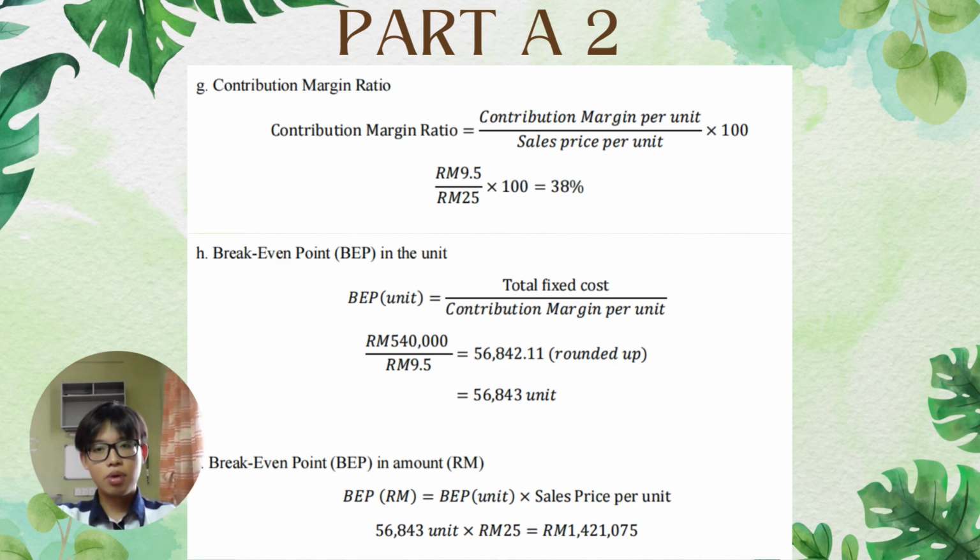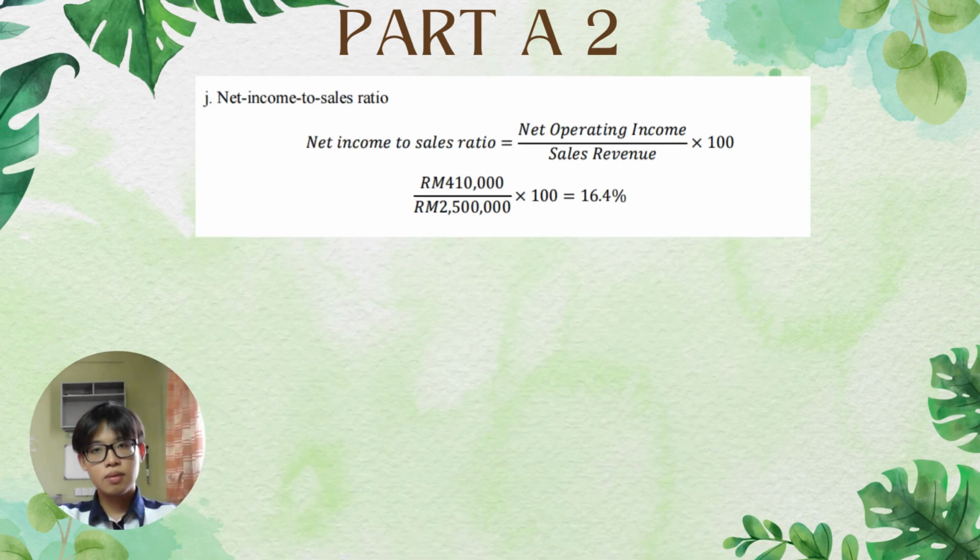To find the break-even point in amount, we just need to take the break-even point in unit and multiply by the sales price per unit, which will get 1,421,075 ringgit. To count the net income to sales ratio, we just need to take net operating income divided by the sales revenue and multiply by 100.